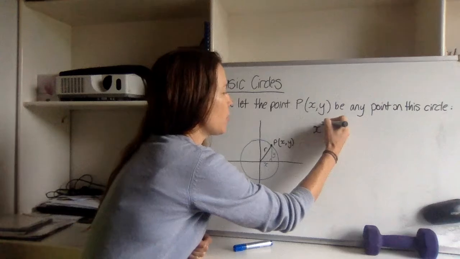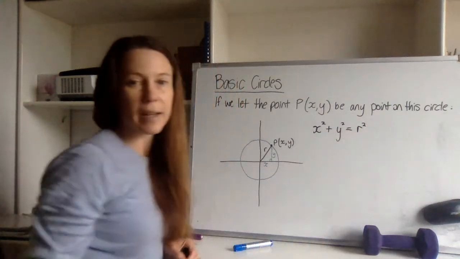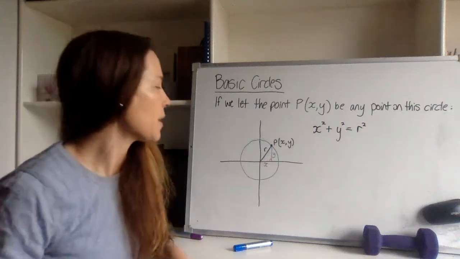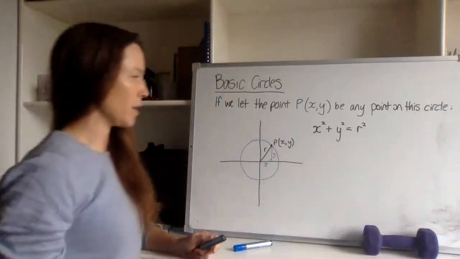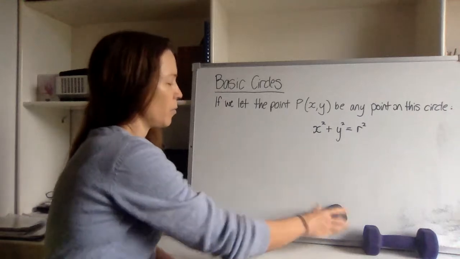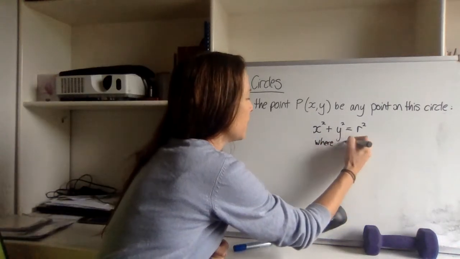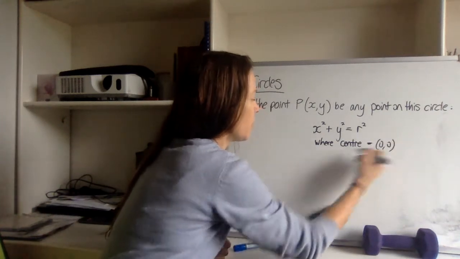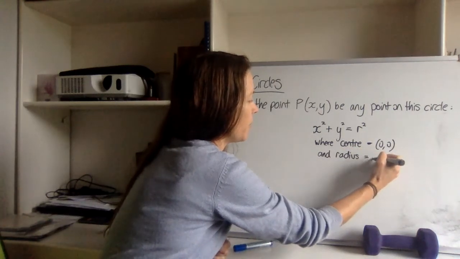Now, that is literally the equation of a circle that has its centre at the origin, where r is the radius. So this makes it really simple to define the equation of any circle, because they all follow this basic rule. Now, we're talking here about circles that have their centre at the origin, so let's write that down. So where the centre equals 0, 0, and radius equals r.